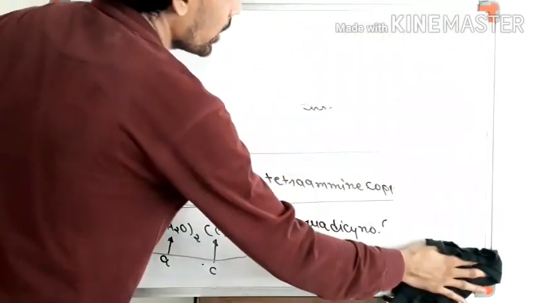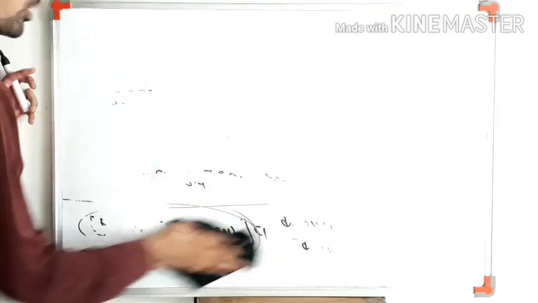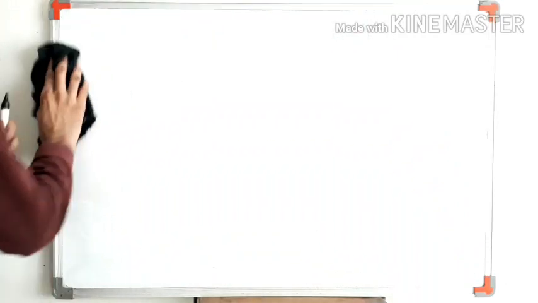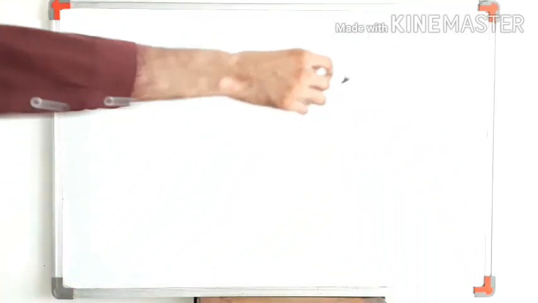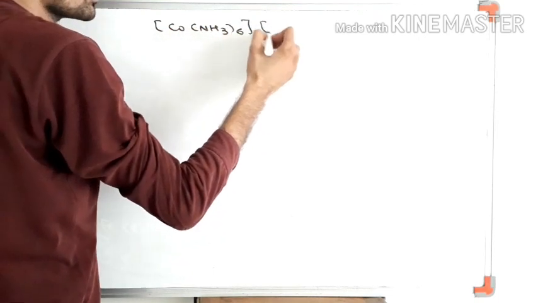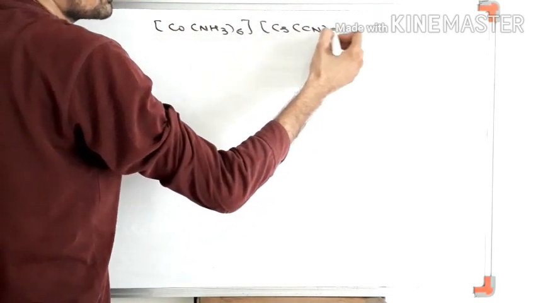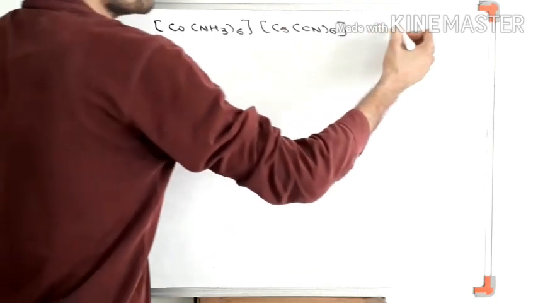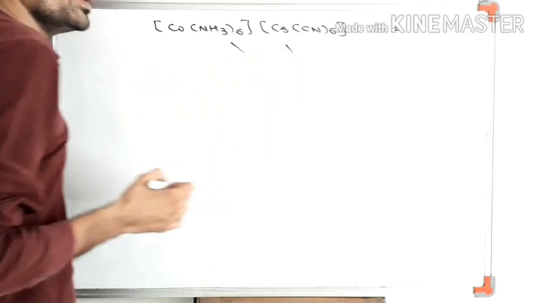There is only one complex ion, which can be positive or negative. But if there is a positive ion and a negative ion, both are complex ions, like [Co(NH3)6][Cr(CN)6]. Positive ion and negative ion are both complex ions. Then what do you have to do? First of all, find the oxidation number of the metal ion. Find the total oxidation number and divide it equally.